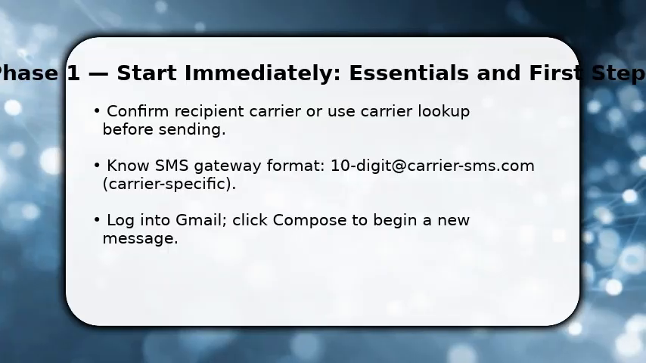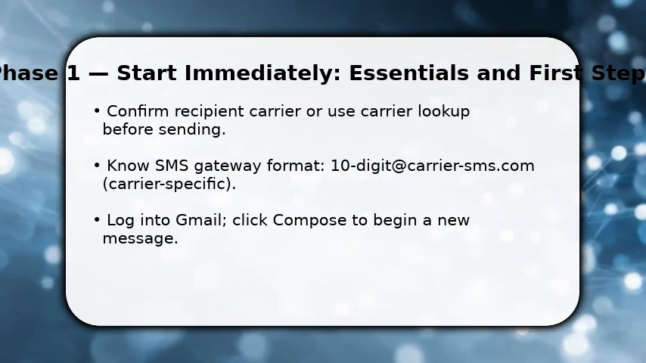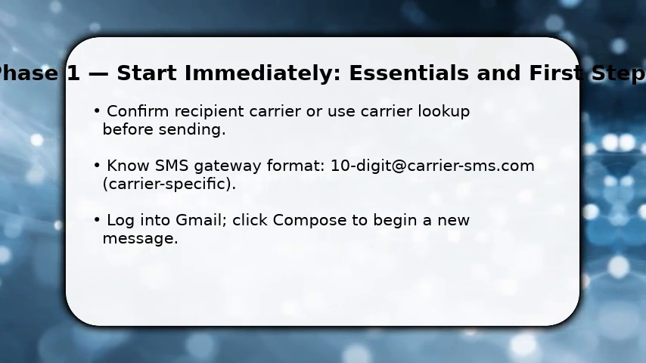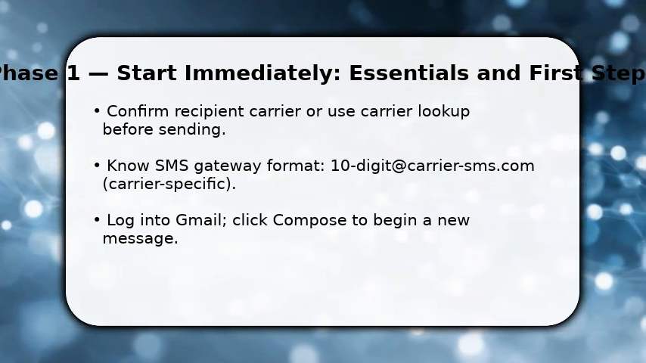You begin by confirming the recipient's carrier. This determines the SMS gateway address. Once you have the carrier, format the address as the 10-digit phone number followed by the carrier's SMS domain. That converts email to text.